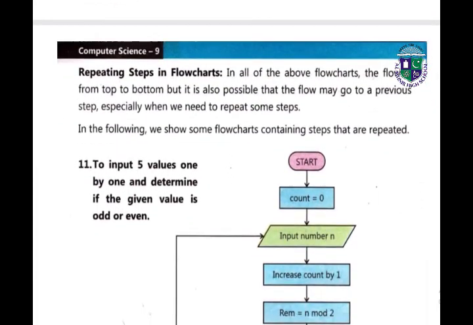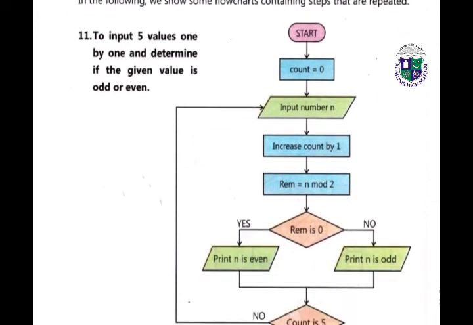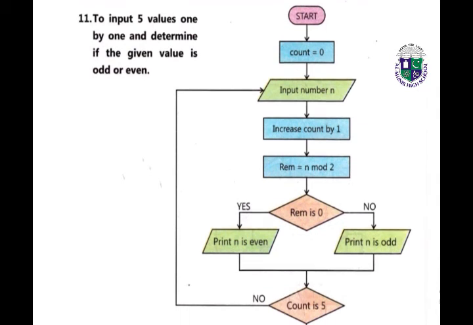Repeating steps in flowchart. In all the above flowcharts, the flow is from top to bottom, but it is also possible that a flow may go to the previous step, especially when we need to repeat some steps. So here we have some examples. If we want to repeat some steps again and again, we can also draw such a flow chart.